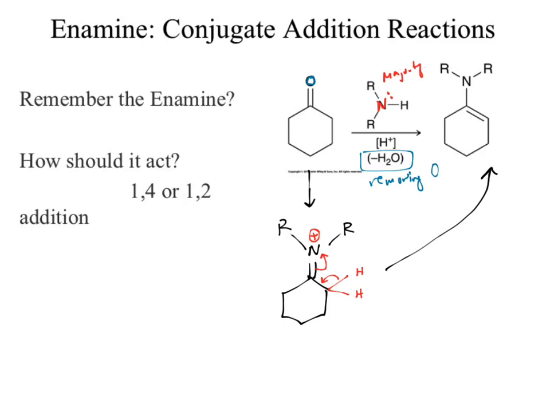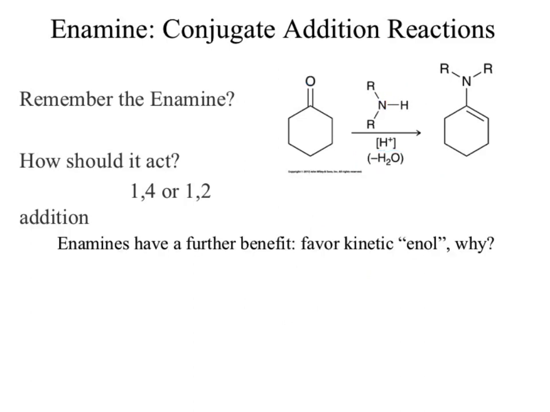The nitrogen being less electronegative, I can share the electrons in, weakening that negative a little bit, making it more like a 1,4 than like a 1,2. Okay. What else could we do behind this structure? Okay, so enamines have this further benefit. That can favor the kinetic enol. If we take a look at our enamine that's shown, do you see kinetic or thermodynamic?